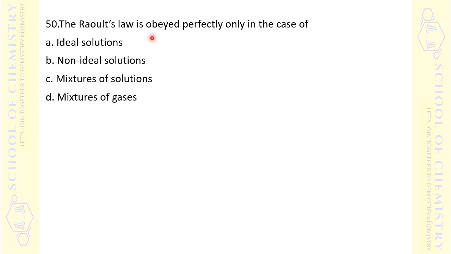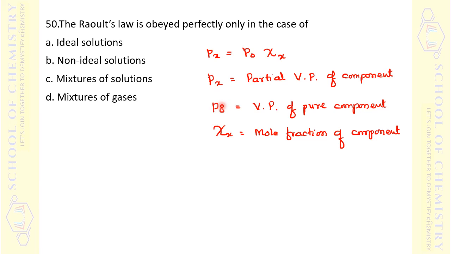Last question. The Raoult's law is obeyed perfectly only in the case of. Raoult's law states that Px, that is the partial vapor pressure of any component, if you take say two liquids and you are talking about the partial vapor pressure of one of the components, will be equal to the vapor pressure of the pure component into the mole fraction of that particular component. This is actually Raoult's law, right? Further it is said that the solutions which follow Raoult's law at all conditions of concentration are called ideal solutions. Even if you know the definition of ideal solution, this question can be answered straight away. So ideal solutions are those solutions which obey Raoult's law.